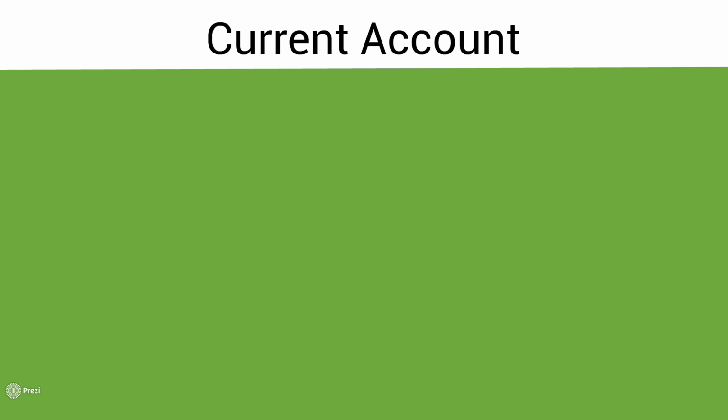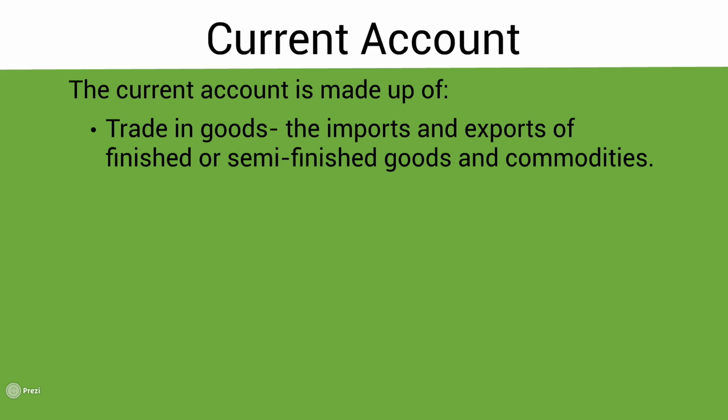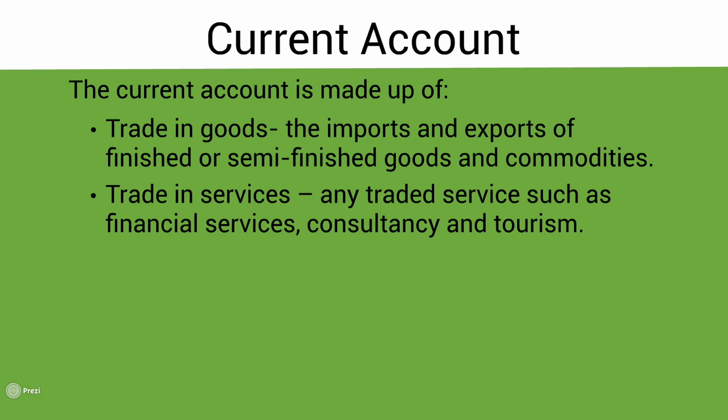For AS Economics, you are only required to know about the current account, which is the first part of the balance of payments. The current account is made up of many different sections, one of which is the trade in goods. This includes imports and exports of goods that are either finished or semi-finished, and the imports and exports of commodities. The next section is trade in services. These are any traded services such as financial services, consulting, or tourism.